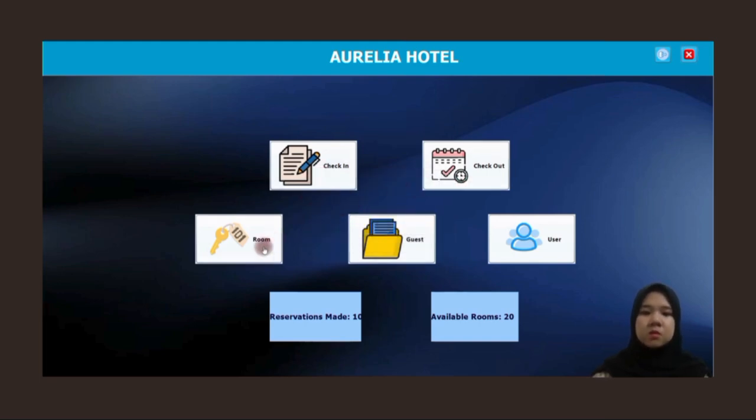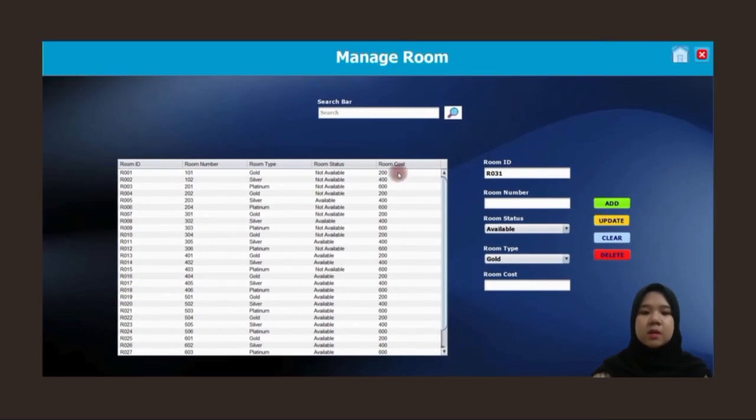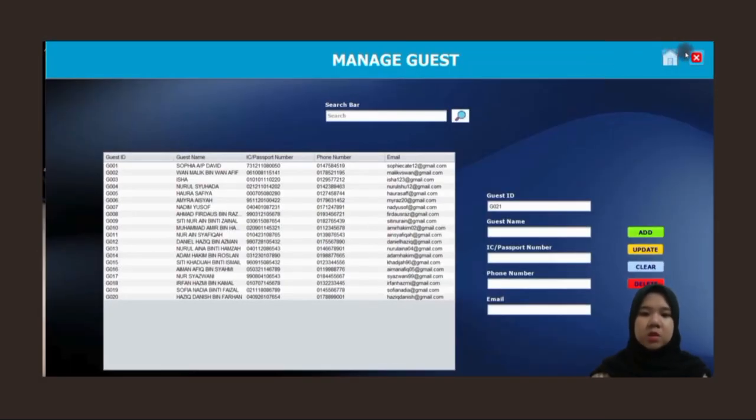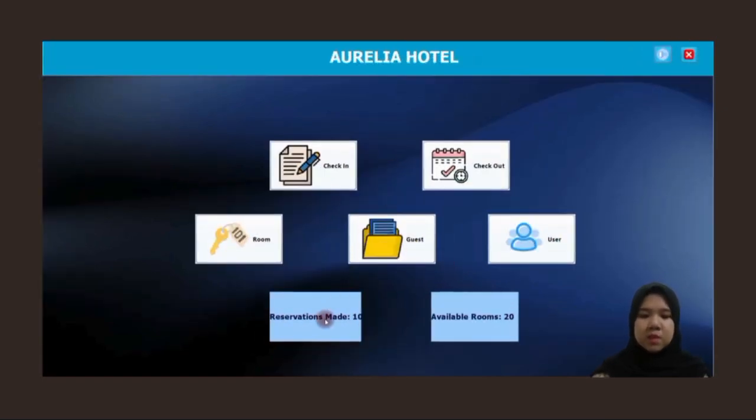This allows the user to quickly access important features such as check-in, check-out, room management, guest management, and user management. Each button opens a different section of the system. At the bottom of the page, the system shows real-time information, including the number of reservations made and the number of available rooms. These values are updated automatically whenever the user returns to the home page.